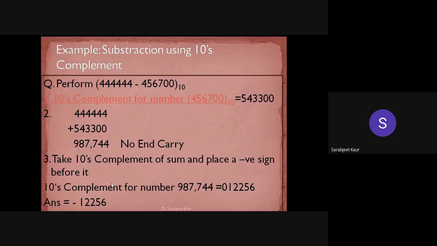Now let us look at another example. Let us see if you can do this properly. So these are all fours. So six fours minus 456700.